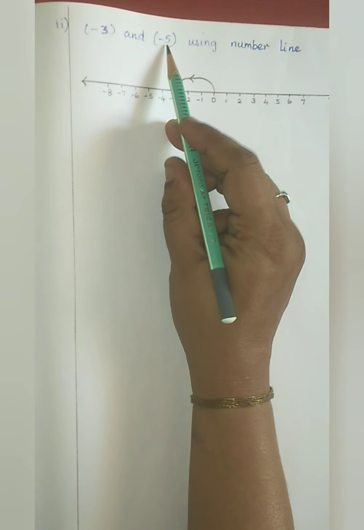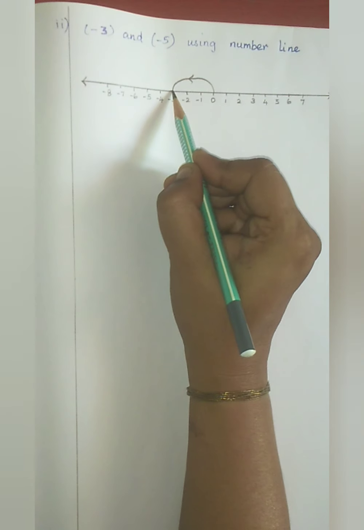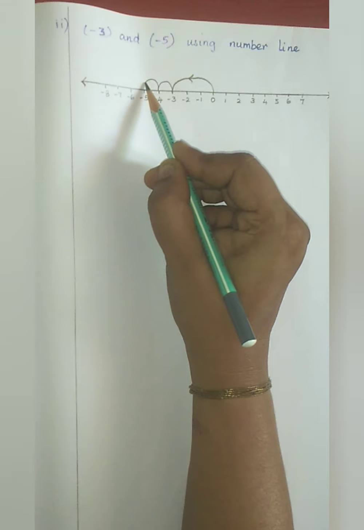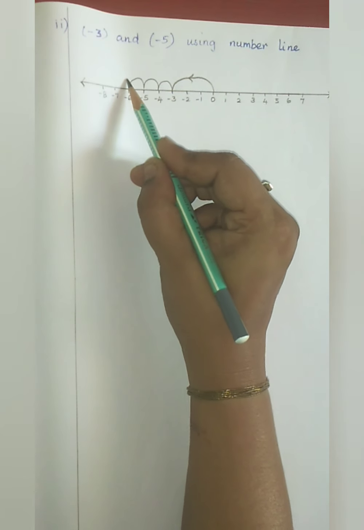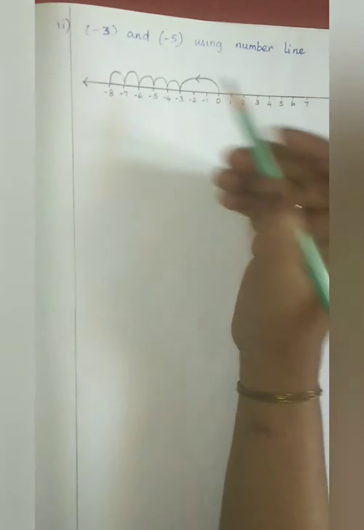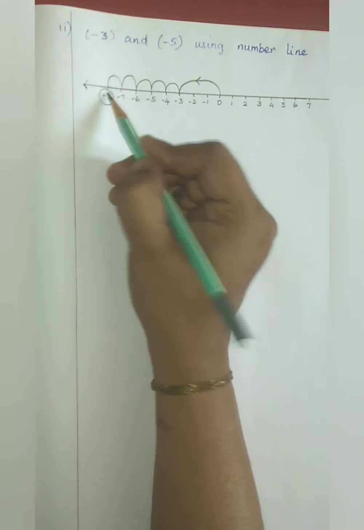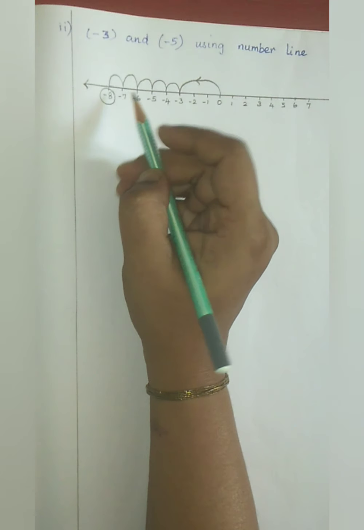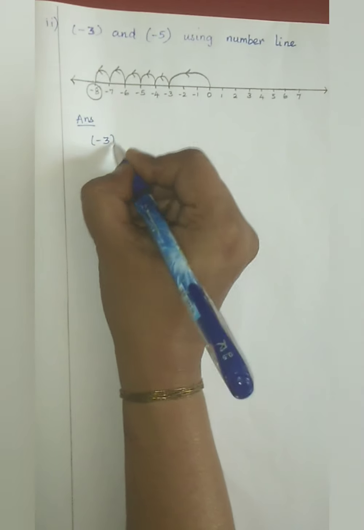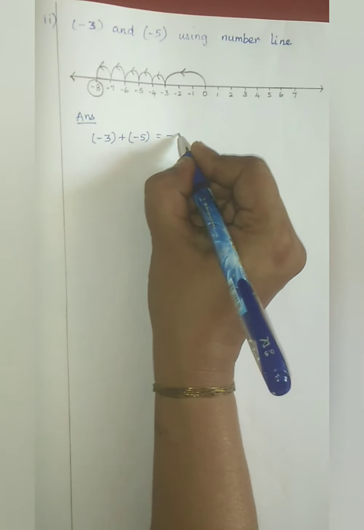How many units do we have to move towards the left? 5 units. So from minus 3, move 5 units towards the left. 1, 2, 3, 4, 5. Now the pencil is at minus 8. So what's the answer? Minus 8. So the answer: minus 3 plus minus 5 is equal to minus 8.